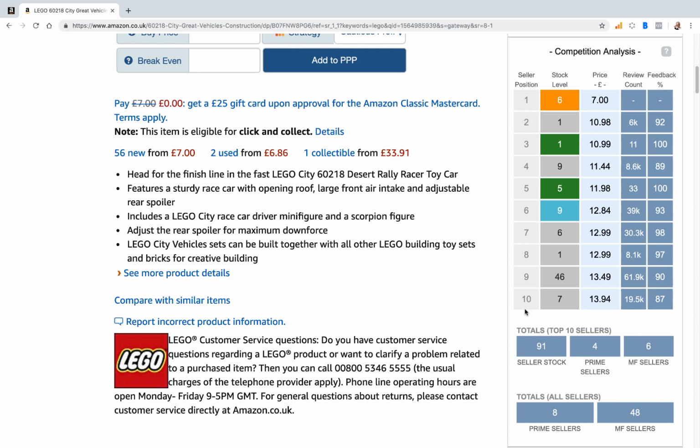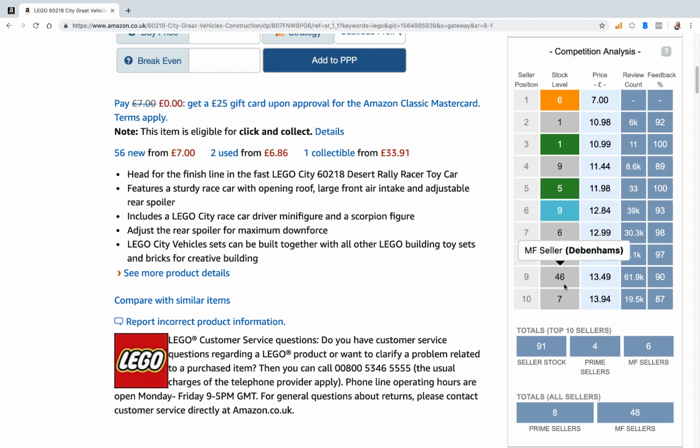It will give you the top 10 seller positions, and it will tell you who has that position and what their stock level is. So you can hover over here and you can see that Amazon have 6 in stock and Amazon are orange. You've got MF sellers that are grey, FBA Prime sellers that are green, and seller fulfilled Prime or merchant fulfilled Prime sellers that are blue.